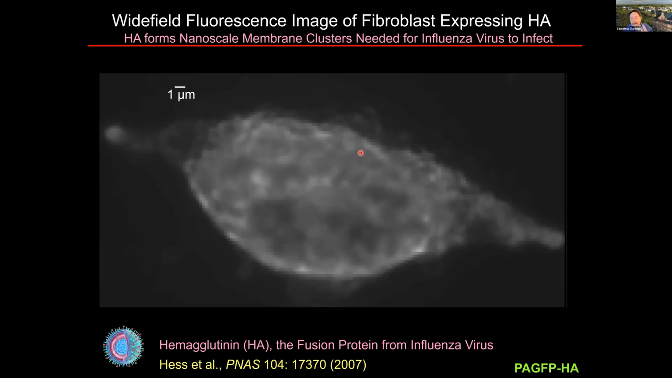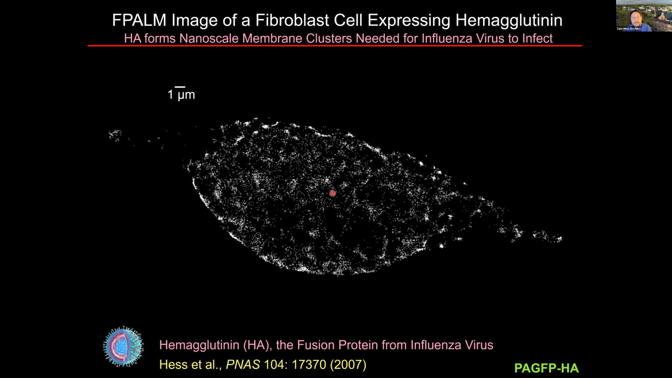So going back now to what our goal was, to study how the flu protein hemagglutinin is organized, we see that in the conventional microscope image, much of the structure is blurred. And in the super resolution image, these clusters at the edge of the cell become much better visualized.